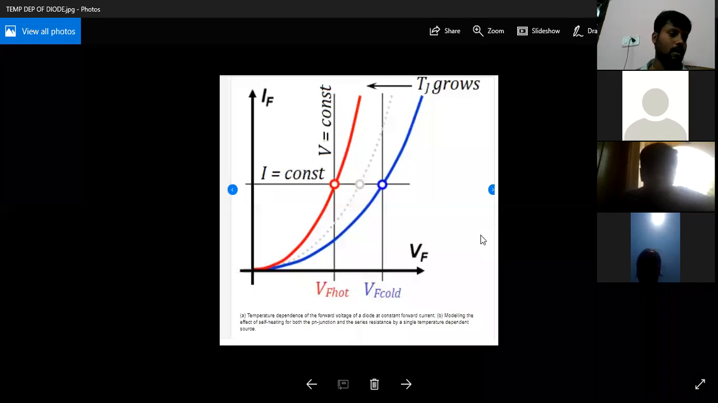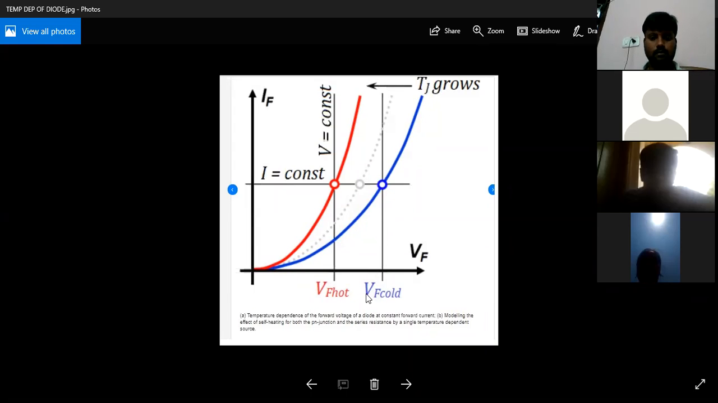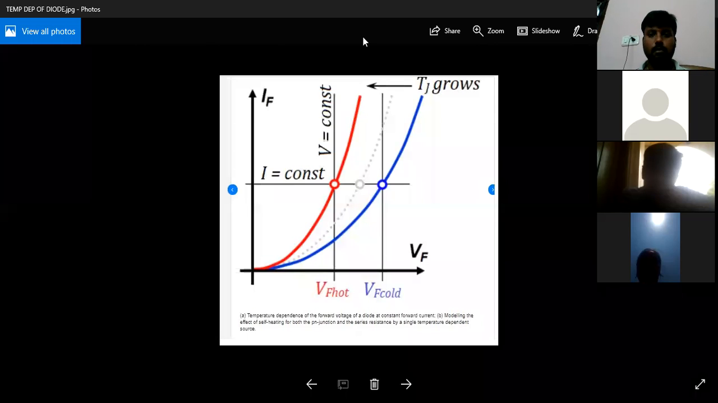Are you able to see this diagram? There is an internet problem with my system.